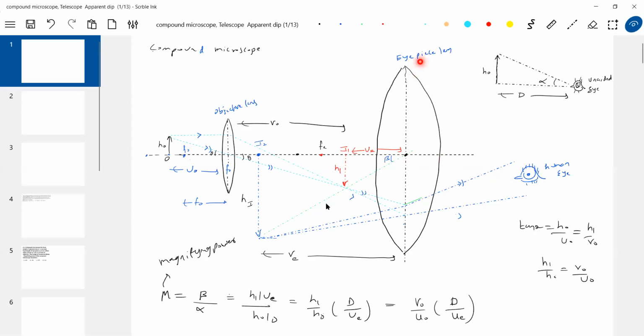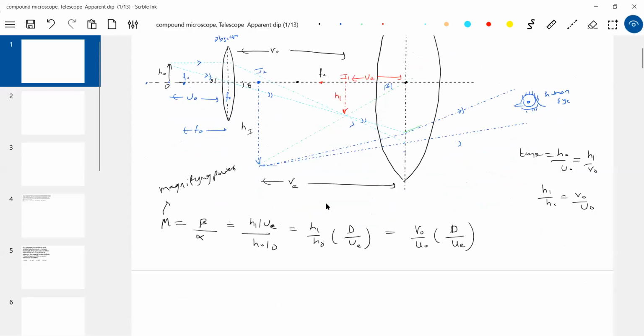Why is it called the eyepiece? Because it is near to the eye, the human eye. Why is it called the objective? Because it's near to the object. The lens which is near to the object is called the objective lens. The lens which is near to the eye is called the eyepiece lens. Fine. This is the first case we'll go for: if the final image is formed at the distance of least distinct vision. I think it's the same diagram. I'll just write this capital D. This VE will become capital D here.